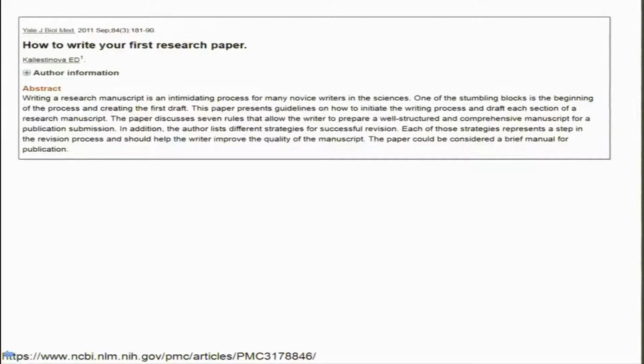We have seen that even for the title, there are papers on how effective a title should be and what the important elements in a title are. What I want to connect you with is a very useful paper, written by Elona. You can go and read that paper, the link is shown here, and the full text is available. It is published in the Yale Journal of Biology and Medicine, and it is about how to write your first research paper. This is for all of you who are just getting into research and wish to write a very good research paper. You should go and read it. It is very informative and important, written in a very lucid way.